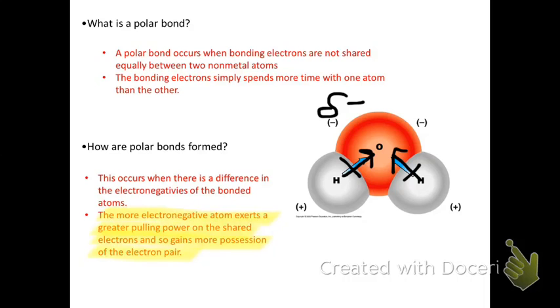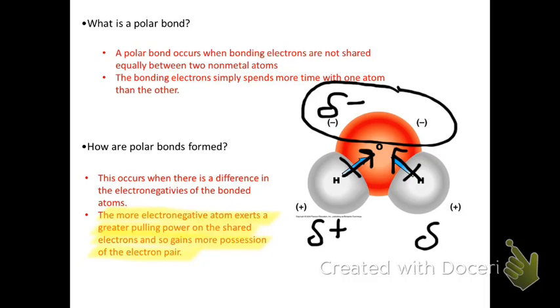And so this region up here is going to be negative charged. And that means the hydrogens are going to be partially positive charged. So down here is going to form a polar region that is partially positive. And so a polar bond creates two polar regions, a partial negative region and a partial positive region. And this is going to have major consequences later on.